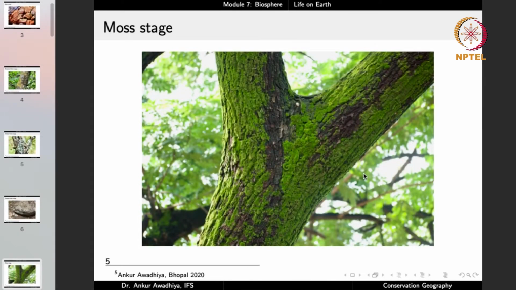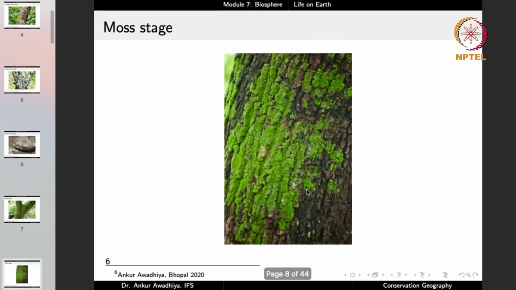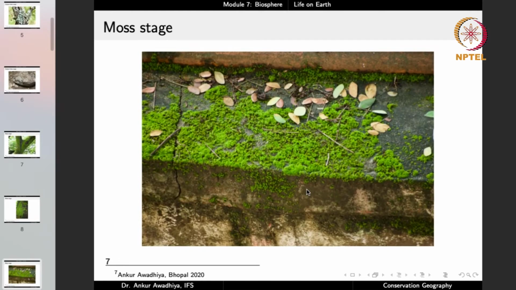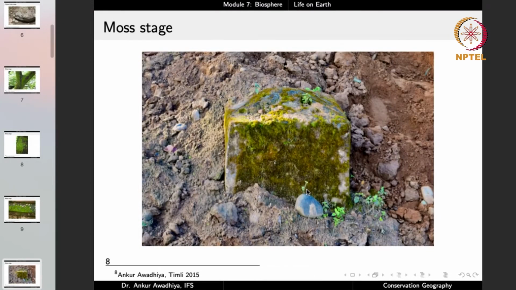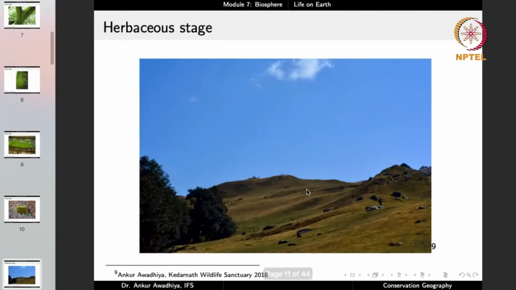Once you have the foliose lichens, the next stage will be that of mosses. Now mosses again are very primitive plants. You can normally observe mosses on the barks of trees during the rainy season. So this is what a moss looks like. A moss can come up on the bark of a tree, or on stone pavements, or even on the rocks. So this is the next stage, a moss stage. And we can find moss in a large number of very extreme habitats.